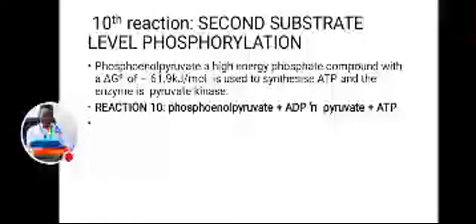So reaction 10: phosphoenolpyruvate plus ADP, giving us pyruvate and 2 molecules of ATP. Okay, so this brings us to the last reaction of glycolysis. Now let's look at the overview.